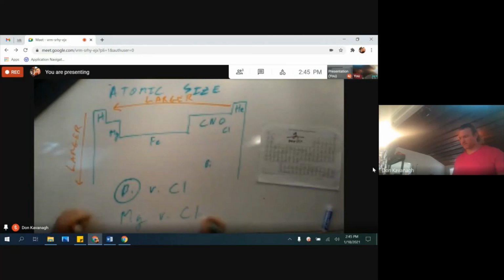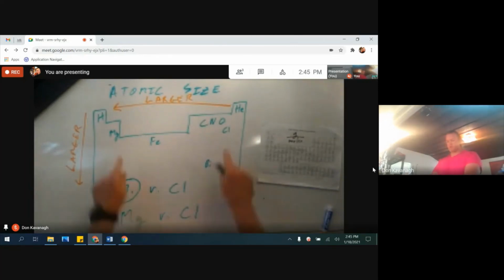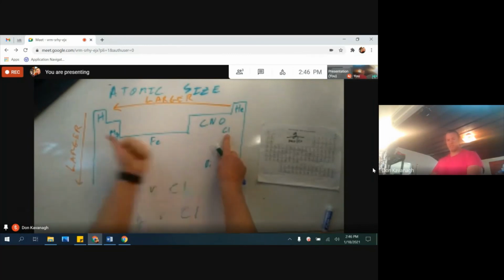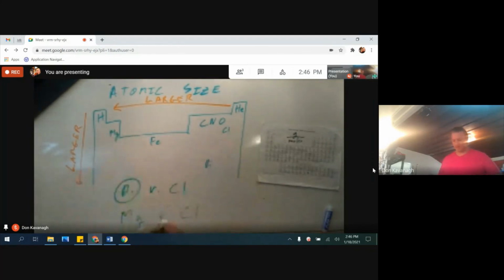What about magnesium versus chlorine? We put our fingers on magnesium and chlorine. We see that they are in the same row and moving right to left. Magnesium must be the larger, greater diameter, greater radius, greater atom with the most volume.